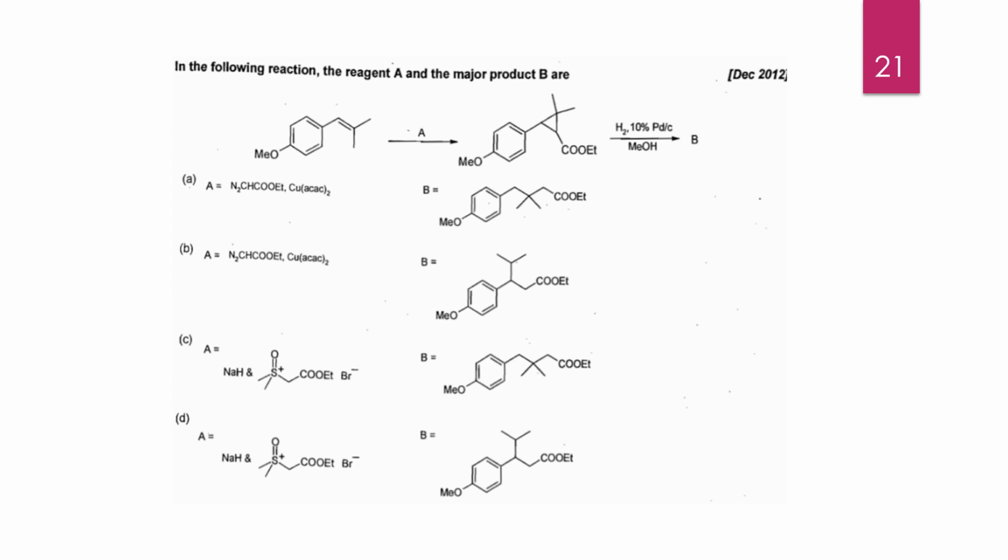So the next problem is this one. In the following reaction, find the reagent A and the major product B. What will be the reagent A, so that it will form this product? And after this, everyone knows this reaction. This is a hydrogenation reaction to cleave a bond, and it will give B. So think. I'll give you 5 seconds. Just 5 seconds.